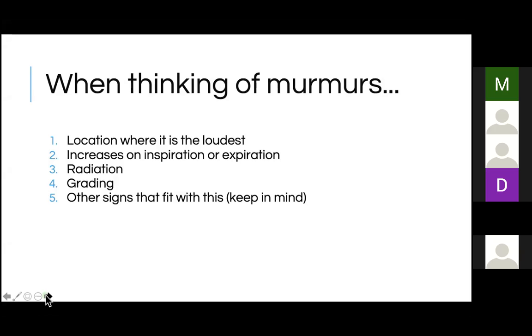So just a summary of when thinking about murmurs, think about firstly the location, whether it's loud on inspiration or expiration, where it radiates to, the grading, so the number out of 6 you think it fits best with. And then also keep at the back of your mind thinking about what does this all mean? So it's little pieces of the puzzle that's going to put together a diagnosis at the end.